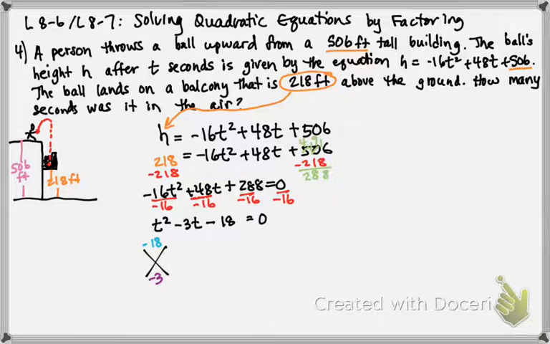And the two numbers would be negative 6 and positive 3. And that's going to give me that negative 3, and it's going to give me negative 18. Okay, so now I'm going to take that trinomial and make it into a 4-term polynomial. And we get minus 6t plus 3t. And then we're going to factor by grouping.